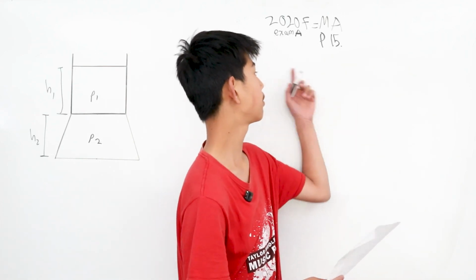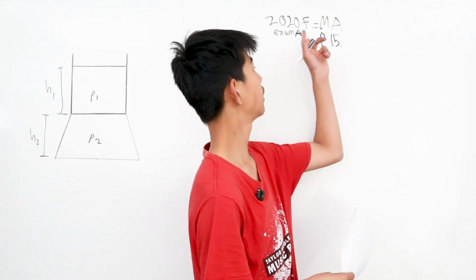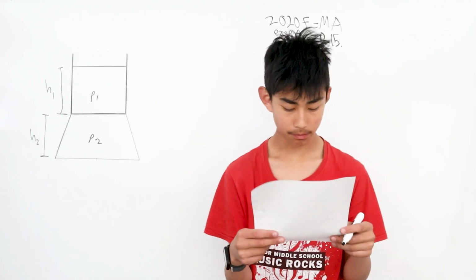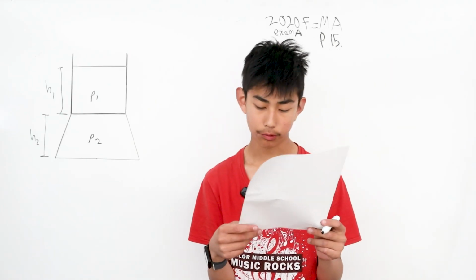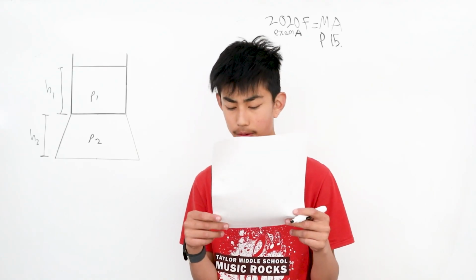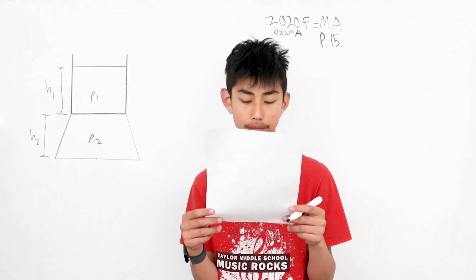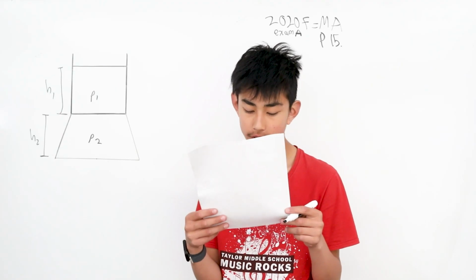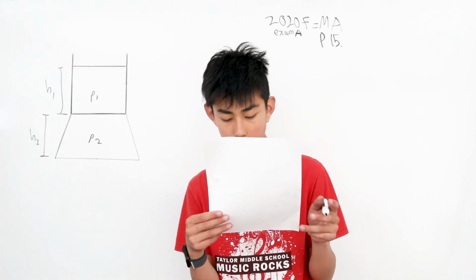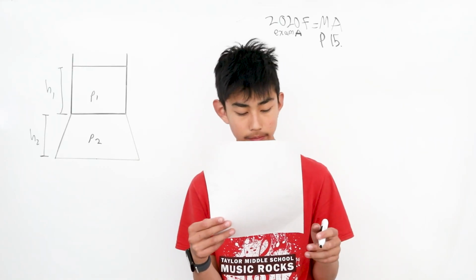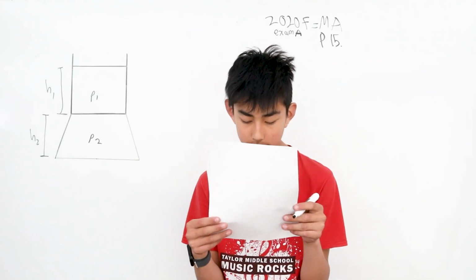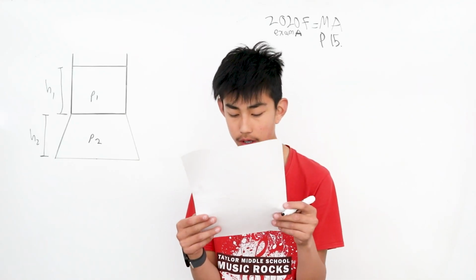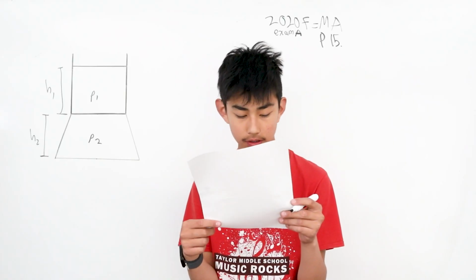We're solving problem 15 from the 2020 F equals MA exam A. As shown in the figure, a vessel contains two types of liquid. The liquid with density rho 1 on top and rho 2 on the bottom. The depth of the top liquid is H1 and the interface area between the top and the bottom liquid is S1. The bottom liquid has a depth of H2. The area of the bottom of the vessel is S2.